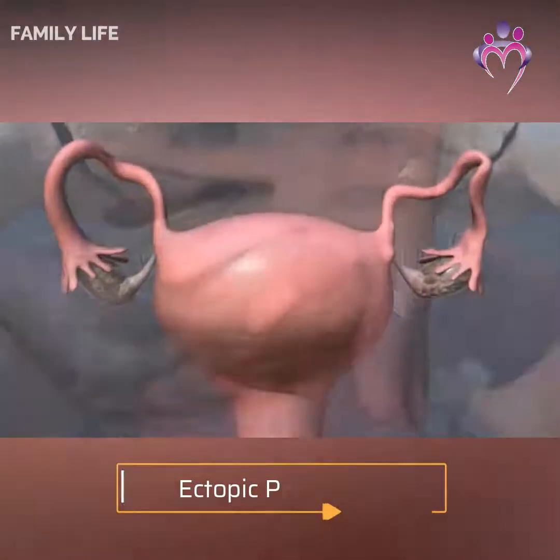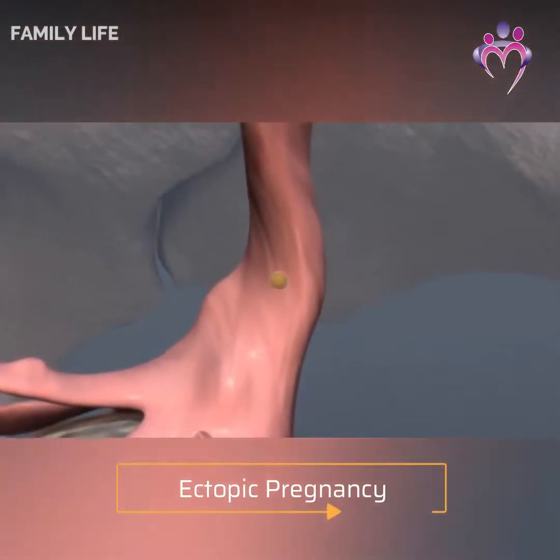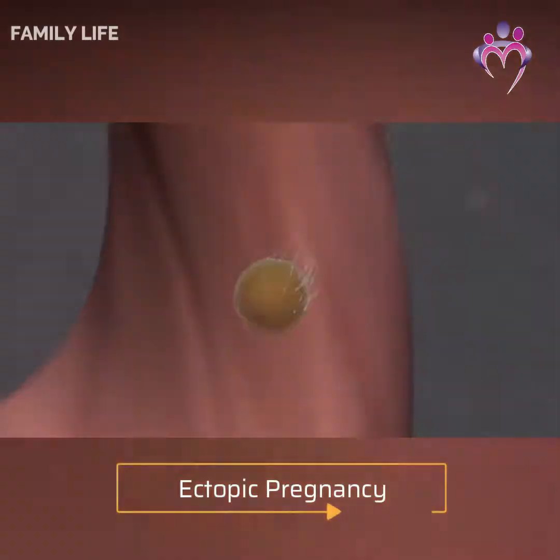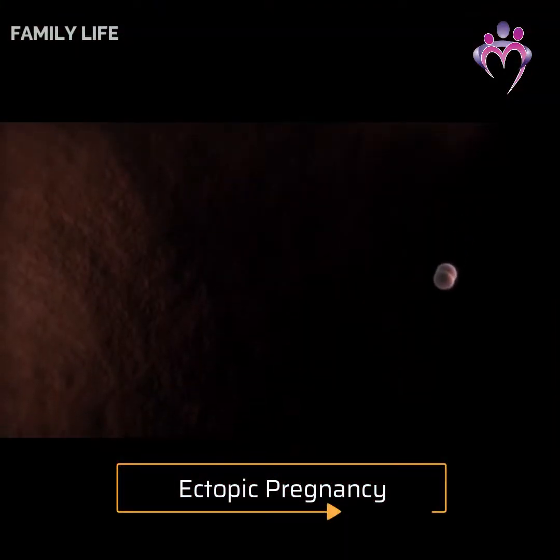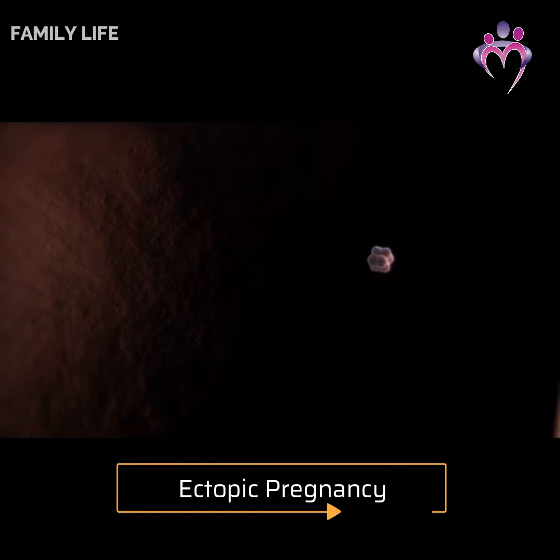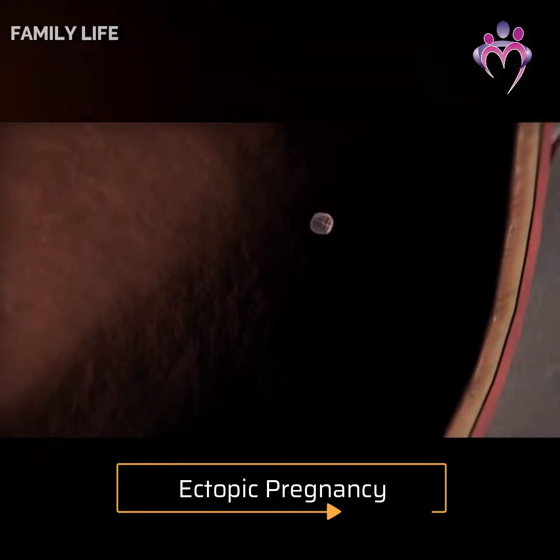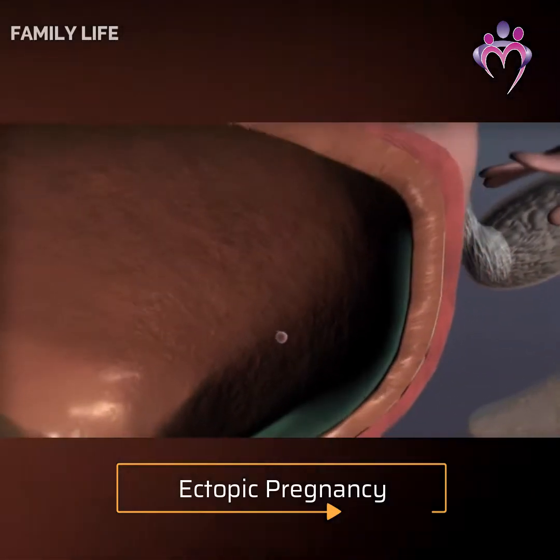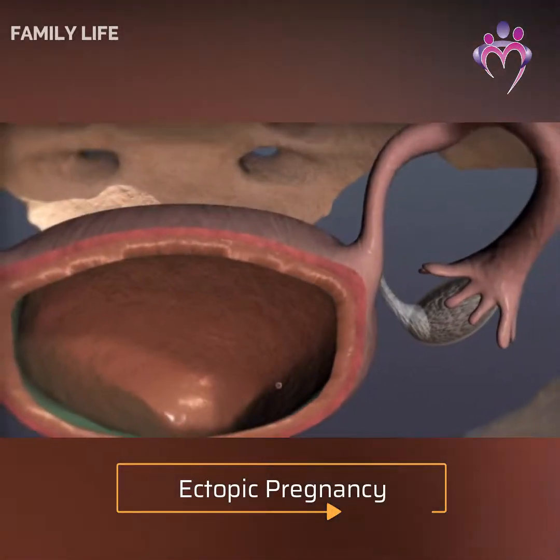A woman becomes pregnant when one of her eggs is fertilized by sperm. Normally, once an egg has been fertilized, it moves down a fallopian tube to the uterus or womb. It implants itself in the uterine wall and is now an embryo.